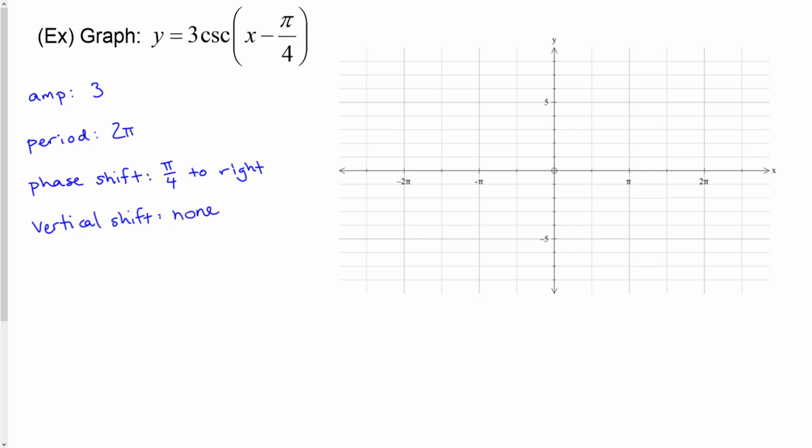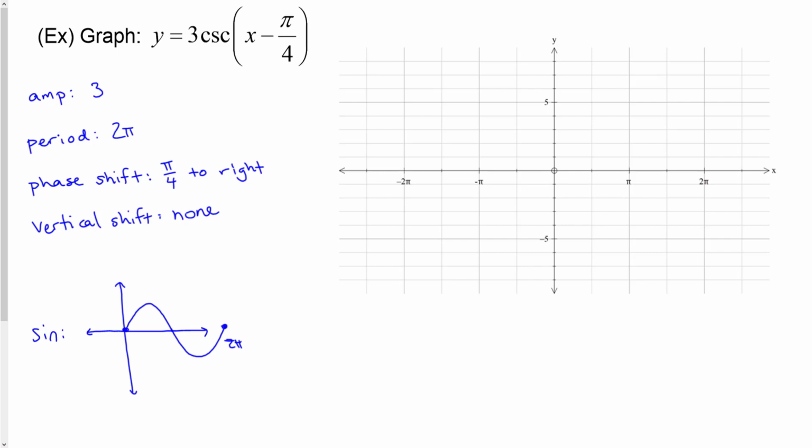So cosecant is related to sine. So my sine wave, as I'm drawing that, I just need to be thinking of what my sine wave looks like in general. It starts at 0, then goes up to its maximum, back down to 0, down to its minimum, back up to 0 by the time you get to 2 pi. Alright, so I'm just going to be thinking of that as I am drawing this graph. So I'm going to draw sine first.